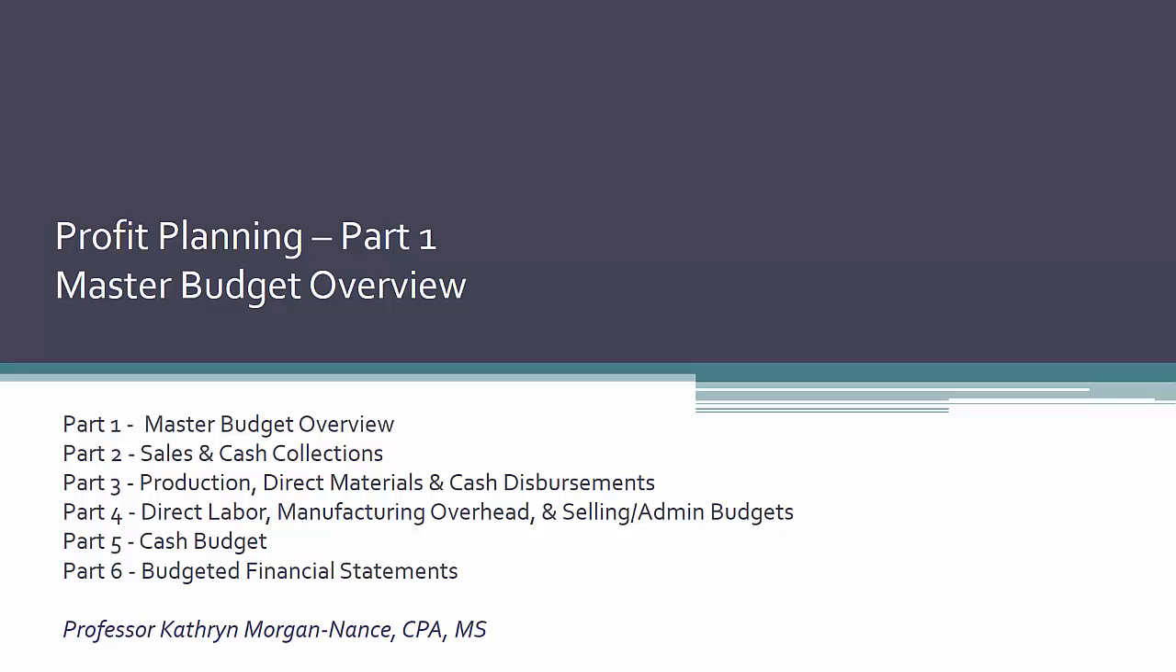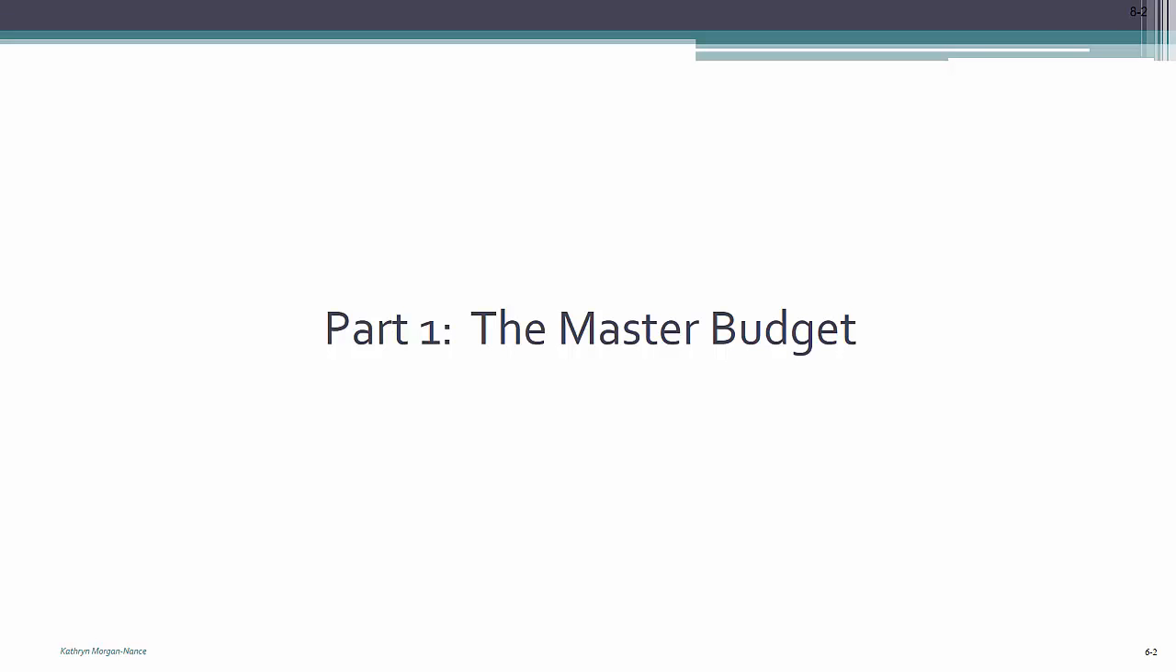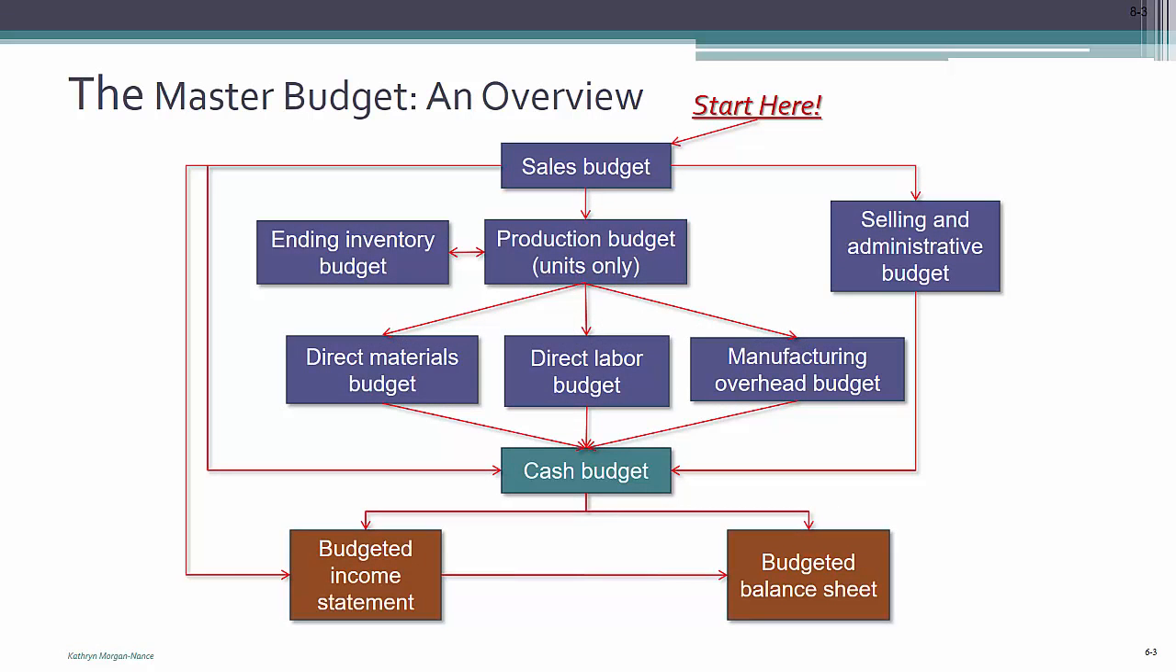Part 1 provides a brief overview of the master budget. In Part 2, we will review the sales budget in detail. In Part 3, we'll walk through budgets for production and direct material purchases. Part 4 covers labor, manufacturing overhead, and selling and administrative budgets. In Part 5, we'll consider the cash budget, and in Part 6, we'll wrap it up with budgeted financial statements. Let's get started with Part 1.